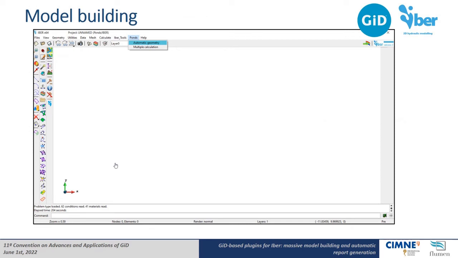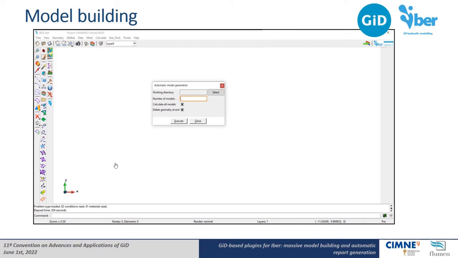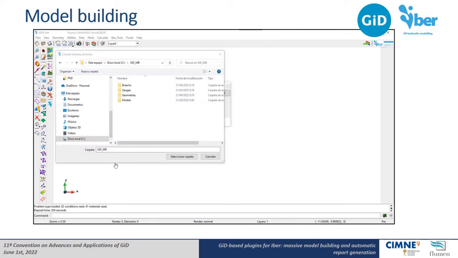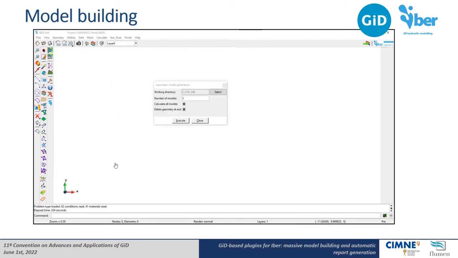With the pre-processing completed, the problem type is loaded into GID, colored points. We select automatic geometry and a new window is displayed. We have to select the working directory, which is the directory containing the folders created on the pre-processing. We write the numbers of modules that we want to calculate. In this example, there are 3.